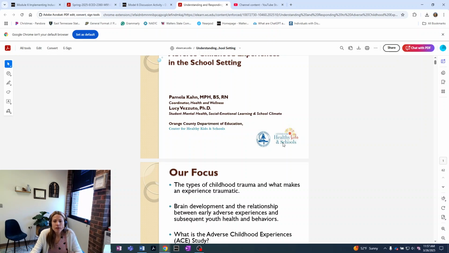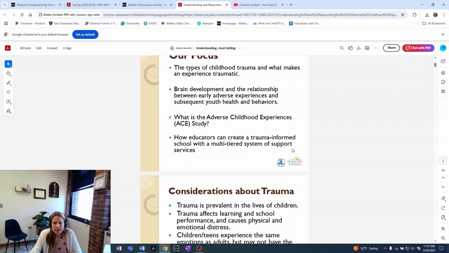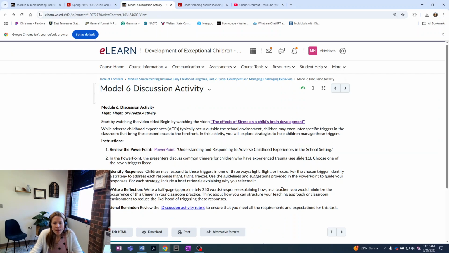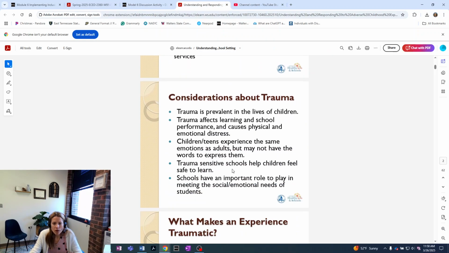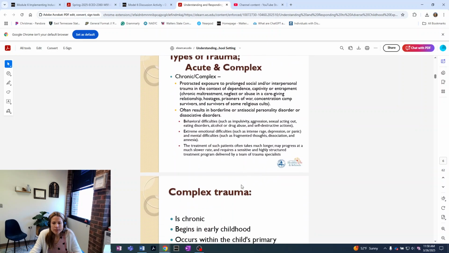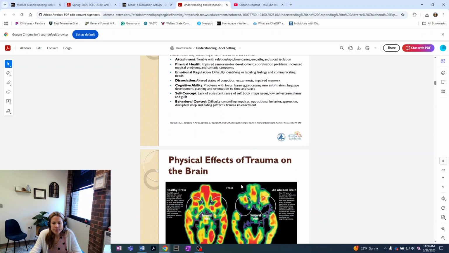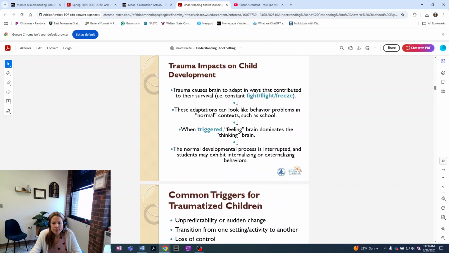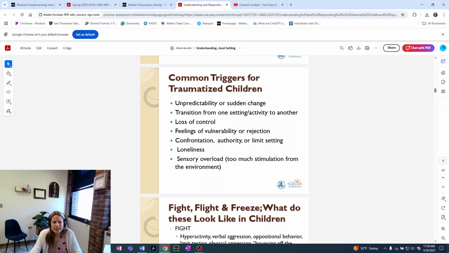So this is all about childhood trauma. What I want you to do is go through the slides. Specifically it notes here that you're going to use slide 11 first when we look at children who experience trauma. But I do encourage you first to go through all of the slides. Then I want you to go back to slide 11, which is this one. It is titled Common Triggers for Traumatized Children.